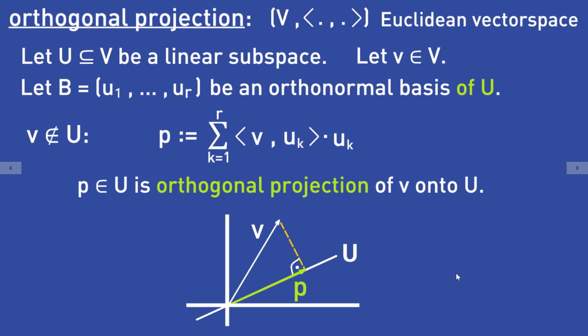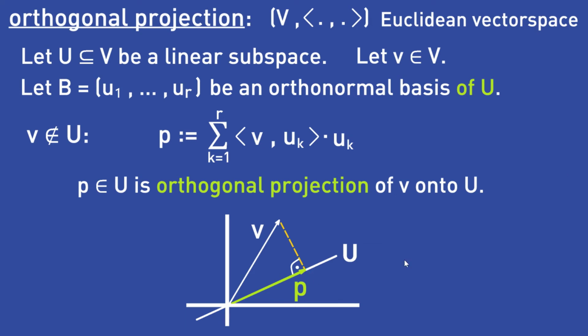Here I have a picture that shows the orthogonal projection. So we consider the space R2 with the standard scalar product. The subspace U is that line here. That here is the vector v, which is not an element of the linear subspace U. That green vector, small p here, is the orthogonal projection of v onto the subspace U. You can also see why it's called orthogonal projection. The green and the orange vector are orthogonal to each other. So this here is the illustration of the orthogonal projection of a vector small v onto a linear subspace U.